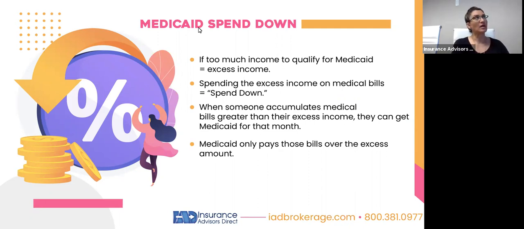Now, I will say, if you have any questions or problems on that, please just let me know. If you make too much income to qualify for Medicaid, there are a couple of terms we'll cover as we go into LIS and spend down. That is called the excess amount.